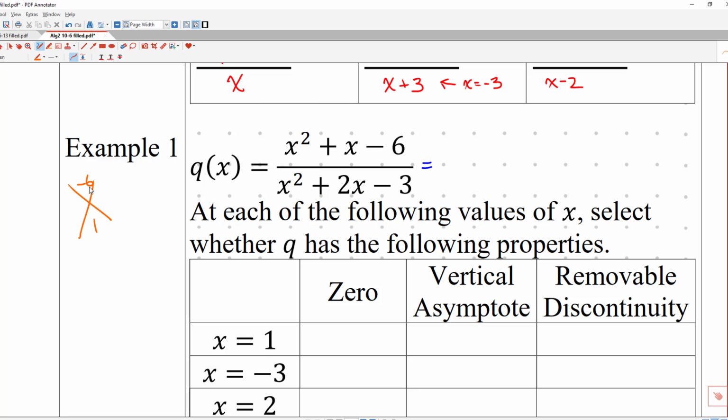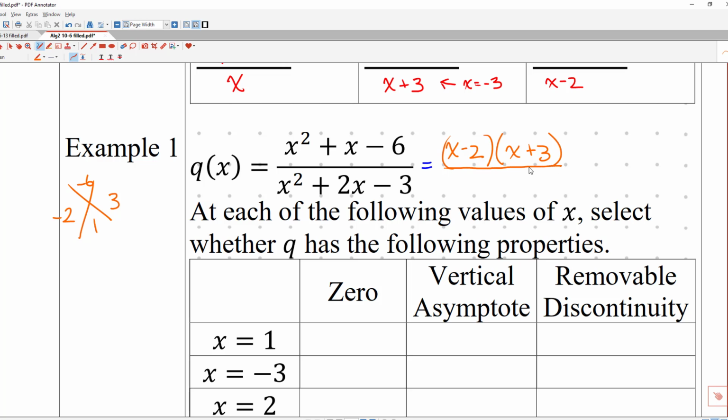So what times what is 6? 1 and 6. Okay, that doesn't get to 1. 2 and 3. Oh yeah, that does get to 1. So 2 and 3, and the 2 has to be a negative. So I factored this as x minus 2 times the quantity x plus 3. Perfect, we factored the top.